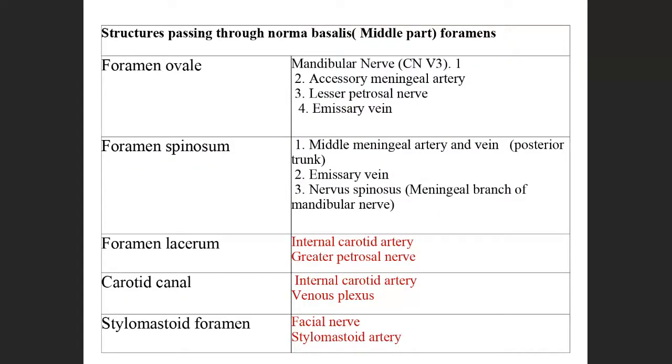These are the structures you have to remember. You have to learn them by heart. Foramen ovale, spinosum. What are the structures passing through these foramina? It's clear here.